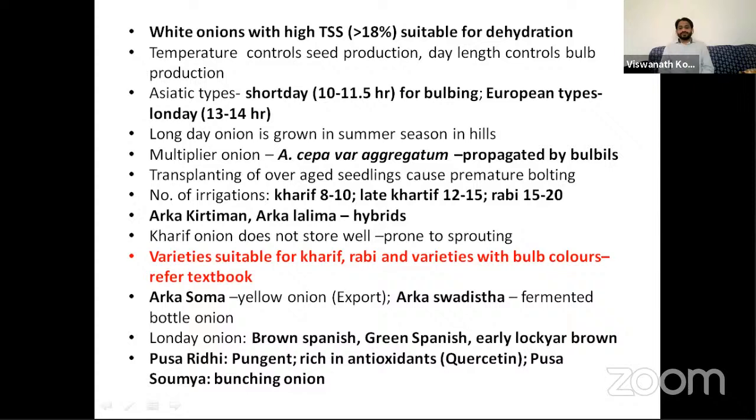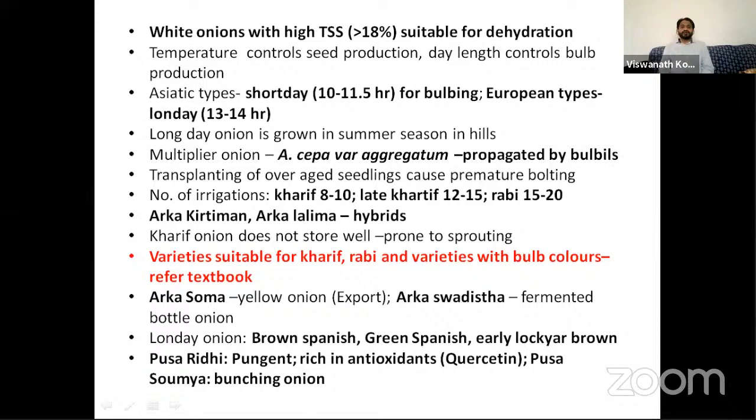Likewise, potato flowering. Potato also requires long days and low temperature for flowering. It occurs in hilly areas during summer season, the long days and low temperature. So the multiplier onion is Allium cepa variety aggregatum. It is propagated by bulbils. And the number of irrigations is very important in onion, because the number of irrigations varies with the season. In case of onion, if you grow the onion in kharif, it requires 8 to 10 irrigations.